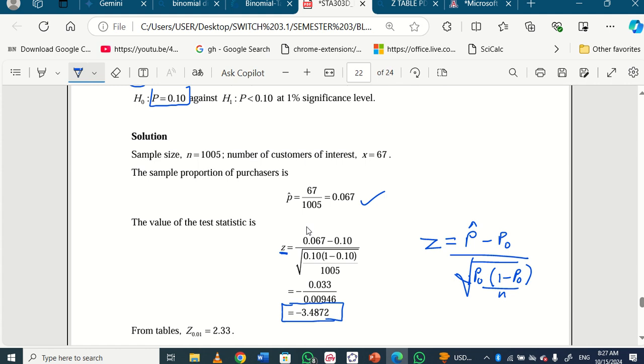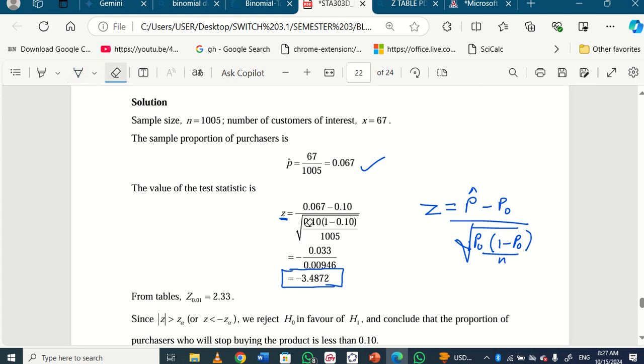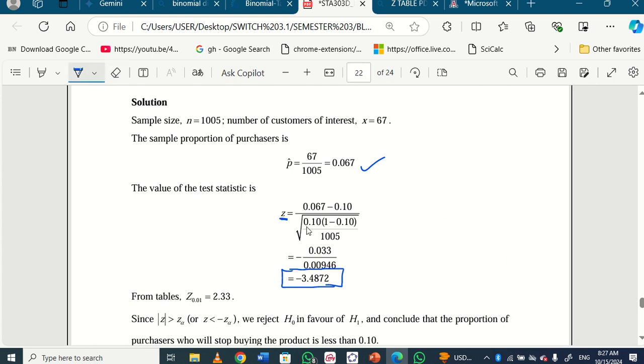Now, the next thing we need to do is this z value is called the calculated z value. Remember, we are dealing with a normal distribution. Normal distribution is symmetrical. So my critical values can be here. So I have to look for these critical values 1 and 2.